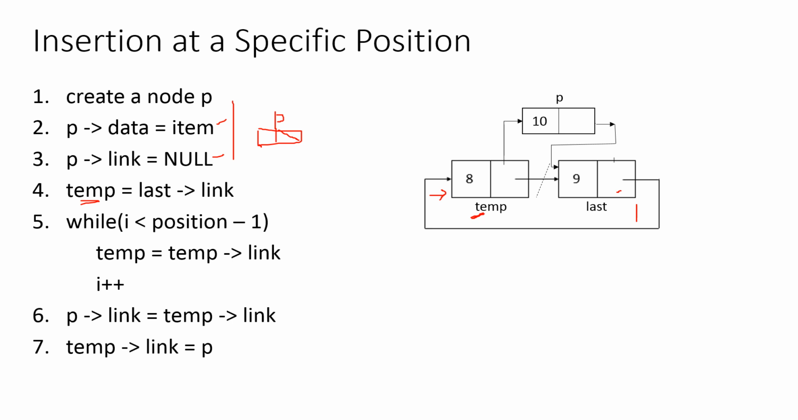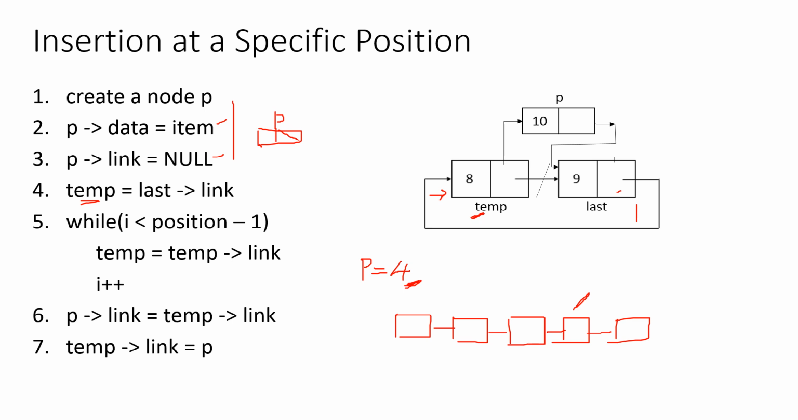Now we have to travel till that particular position where the node is to be inserted. So you will get a position. Suppose your position is 4, for example. You are going to insert a node in position 4. You are having a linked list with the first node, second node, third node, fourth node, and then fifth node. This is the list you are having. And position 4 is this one.